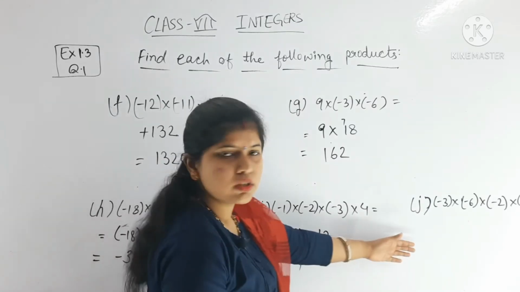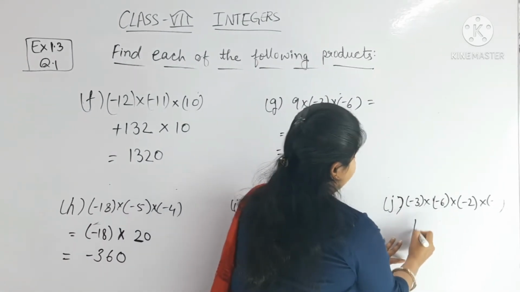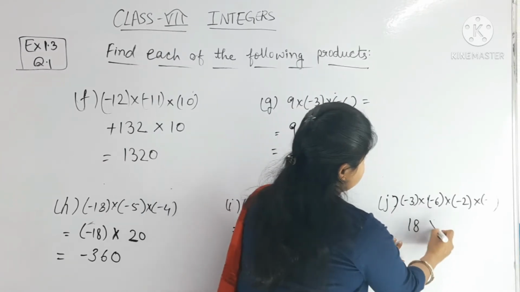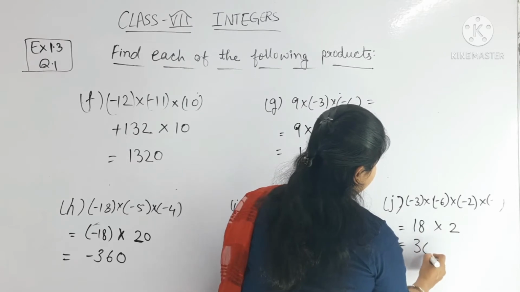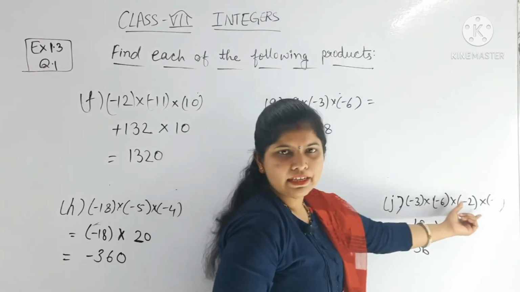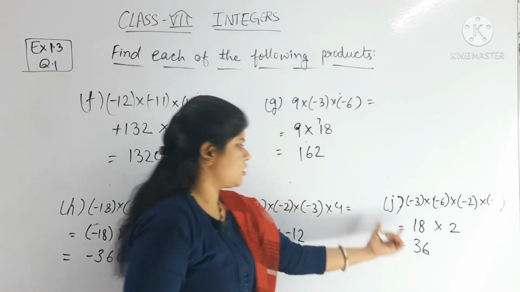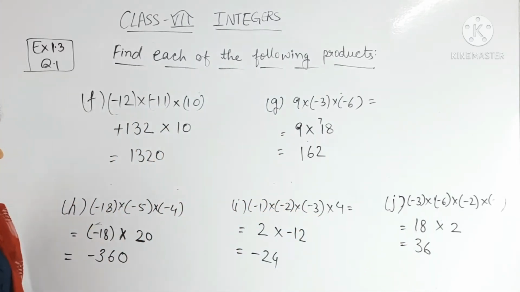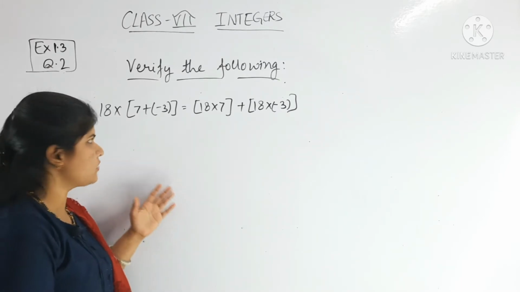Okay, now come to the J part. 6 3s are 18, minus minus is plus and 2 1s are 2. So 18 2s are 36. Here all is the negative integer, so we are getting the positive integer. That is the J part. Okay. Now let's move to question number 2 of exercise 1.3.